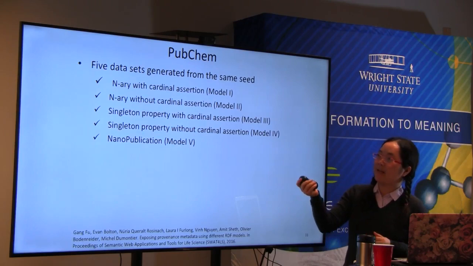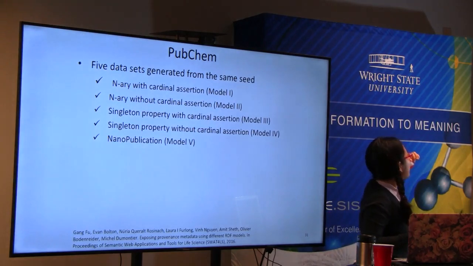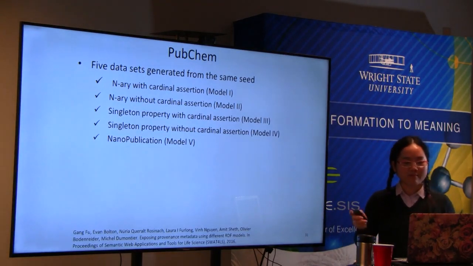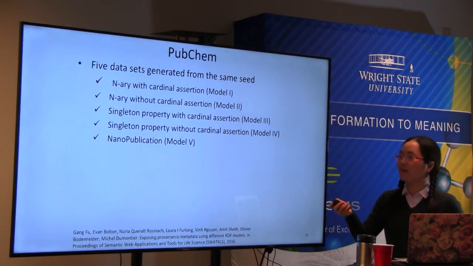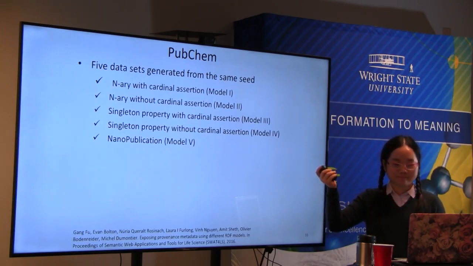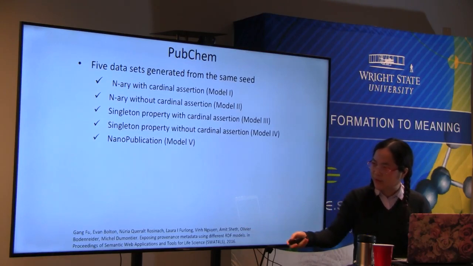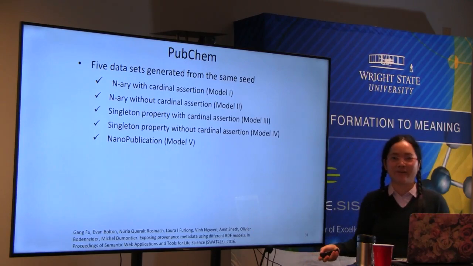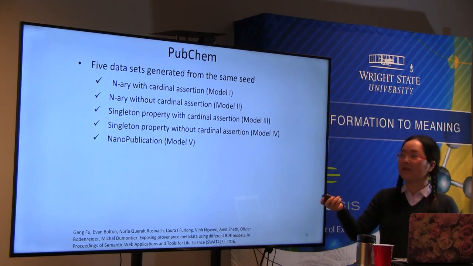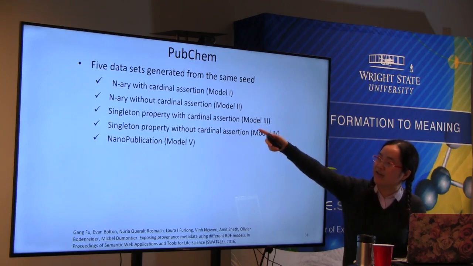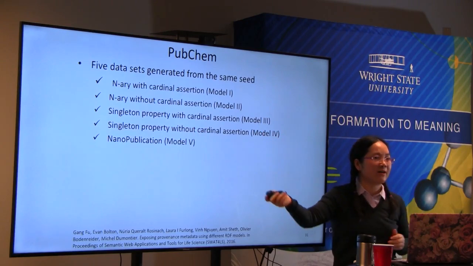So the first one is the PubChem. We work with, there are a lot of people in there, but the person didn't work with just Ganfu, I think. In this one, we generate five data sets from the PubChem data set, and you can see the first one had the NRE relationship, and the SP, the 3 and 4, and the nano publication. It's a variation of a name graph.